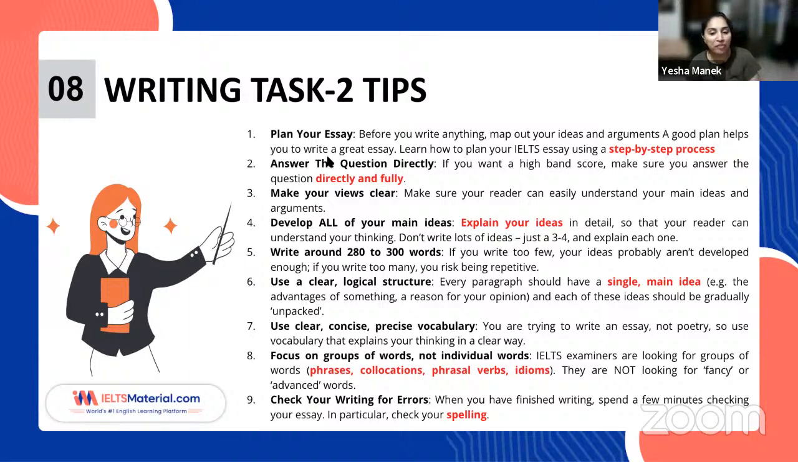Develop all of your main ideas. Explain your main ideas with supporting details and examples in a logical structure. So you should take a topic sentence, 1 to 2 supporting details, an example, and conclude that main idea. Then again, take the next body paragraph, repeat the process, and this is how you should write your essay. Maintain the number of words at 280 to 300 words. This is for task 2.